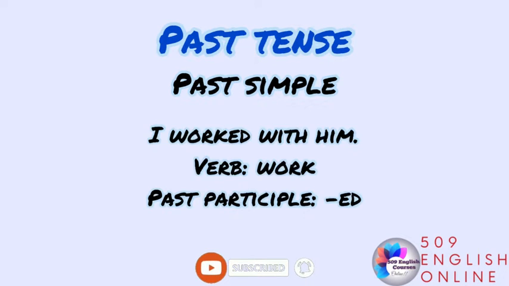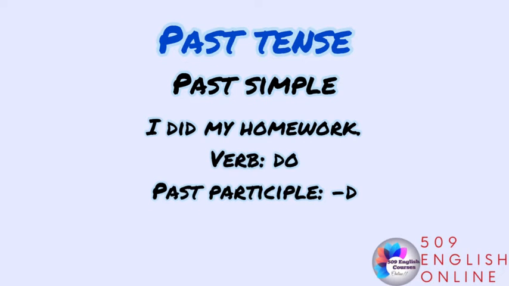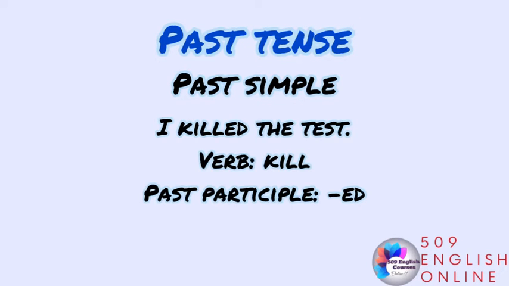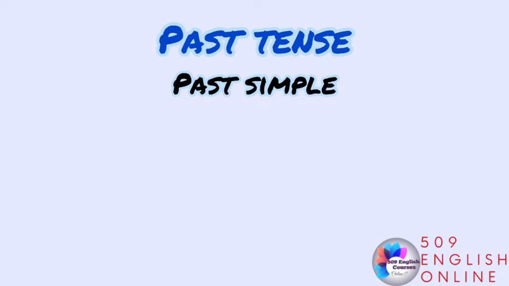The third one, I worked with him. As you can see, I used the verb work, and I had to end it with ED in order to make it the past tense word worked. I did my homework. As you can see, I used the verb do, and because I was saying that I did my homework in the past, I had to add the D at the end in order for it to be did. And the last one was, I killed the test. As you can see as well, I used the verb kill, but I made it into a past tense by adding ED, and it became killed. So that's it. Now let's move on to the past perfect tense.